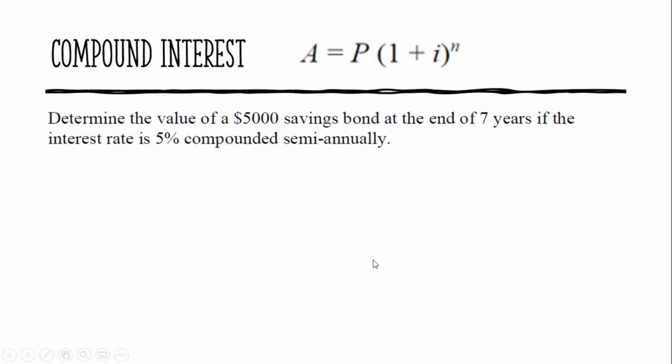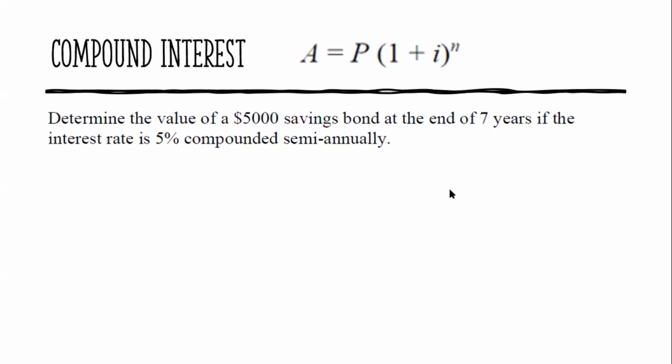We're going to use a word problem now. I think it's important for you to be able to not just say a bunch of numbers, but to extract from those words what you need for your calculation. So this says determine the value of a savings bond. A savings bond is a kind of instrument. We have Canada savings bonds, for instance. You can invest in a savings bond sold by the federal government. They're saying you're going to hold this bond for 7 years, and the interest rate is 5% compounded semi-annually. So we have all the things we need in those words.